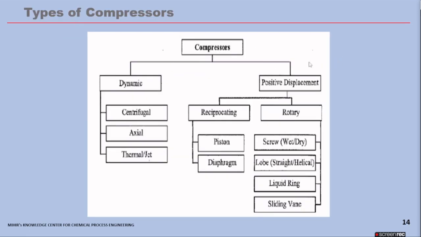Now again, this chart also shows the compressor types. Now here we have shown the jet and thermal type of compressor. This is nothing but an ejector. So ejectors basically we have covered separately in the vacuum systems webinar, and will not be covering ejectors in this webinar. However, ejector is a type of compressor also.